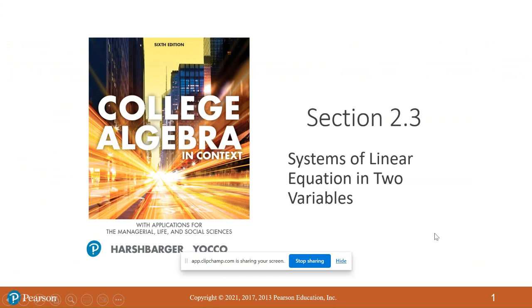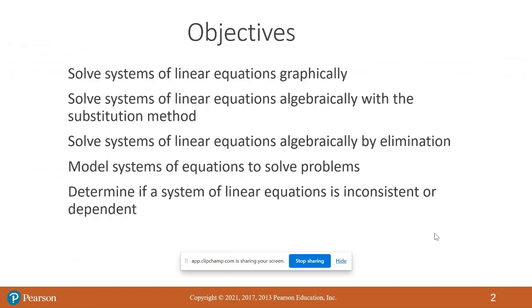Hello, class. Today we are going to do section 2.3 Systems of Linear Equations in Two Variables. Now, our objectives today are to solve systems of linear equations graphically, solve systems of linear equations algebraically with the substitution method, solve systems of linear equations algebraically with the elimination method, model systems of equations to solve problems, and determine if a system of linear equations is inconsistent or dependent.